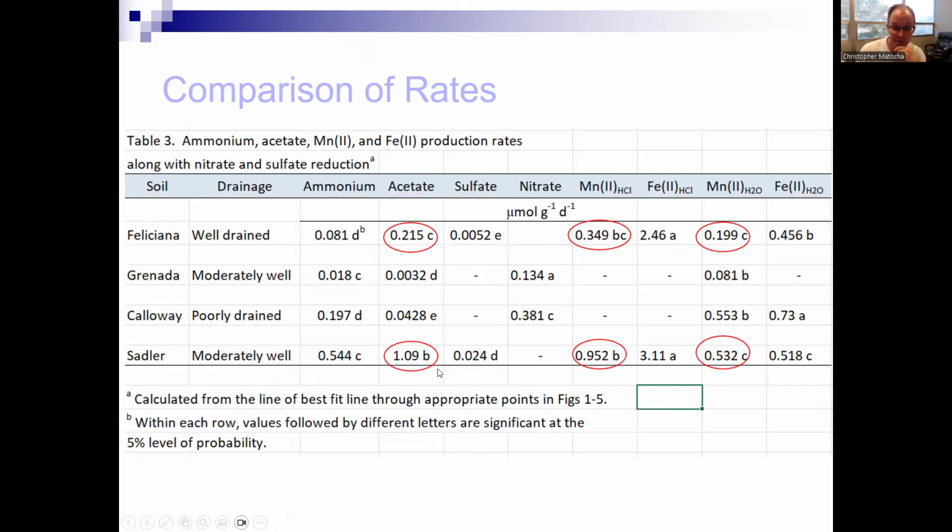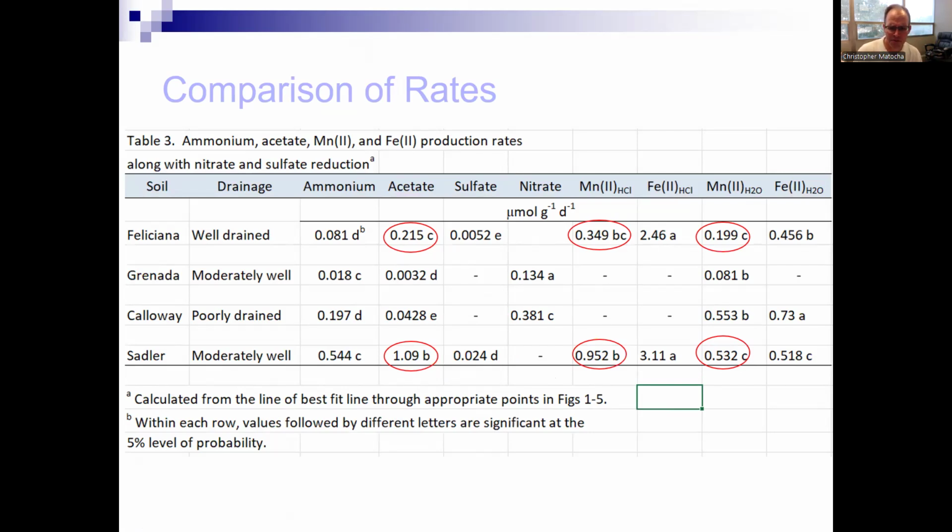In the Sadler, we see something very similar. The manganese in the water fraction is a little bit higher here, but in terms of the HCl fraction, it's not. And so once again, co-occurrence, and we saw how the evolution of manganese and acetate were concurrent with one another as well. And so this was very interesting and surprising as well.